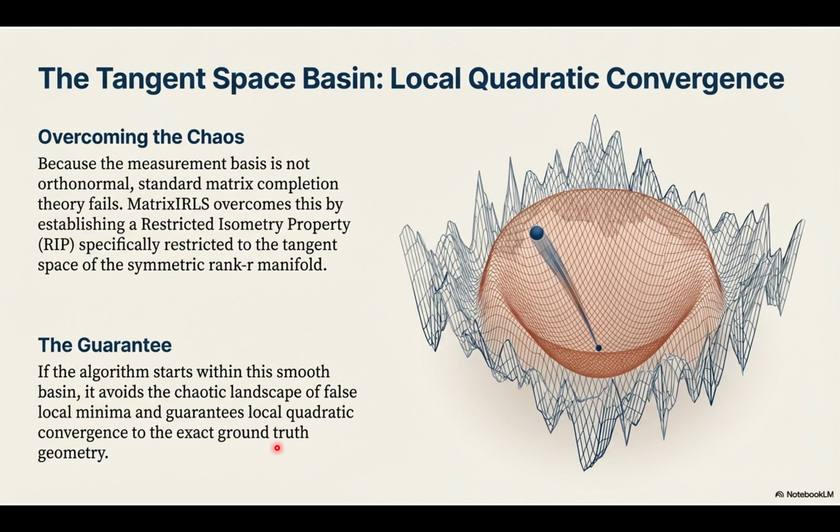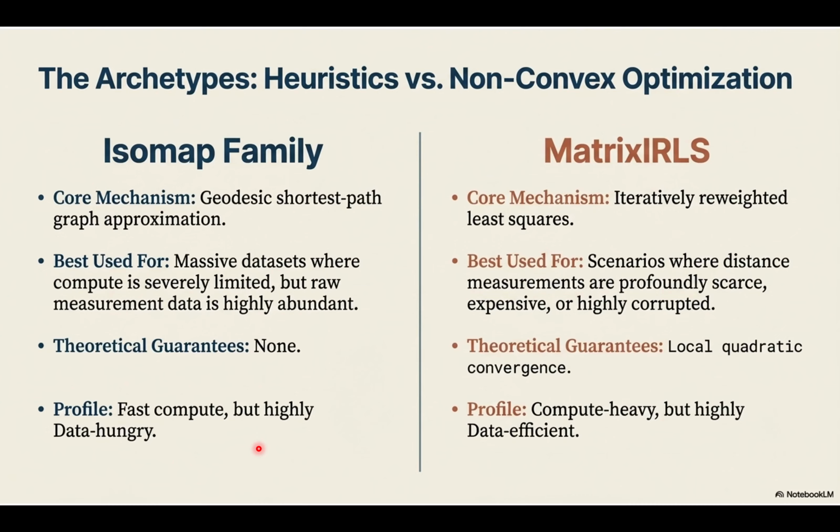Okay, so Isomap is like asking a local for a shortcut. It's fast, it assumes a lot, and it's usually good enough if the city is well mapped. Right. But matrix IRLS is like a supercomputer simulating gravity. It's heavy, it's slow, but it forces all the chaotic, noisy data to collapse into the exact true shape of reality. Exactly. Matrix IRLS is designed for scenarios where measurements are profoundly scarce or just incredibly expensive to obtain.